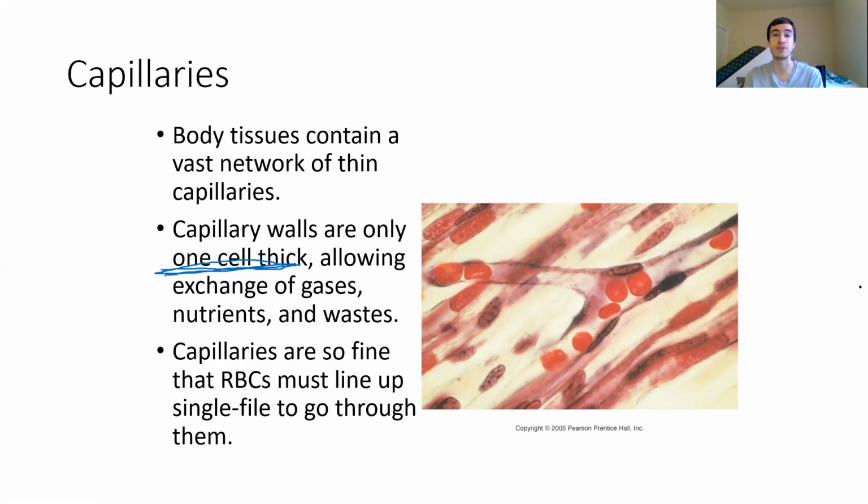So as they travel through these capillaries, these blood cells are dropping off nutrients and oxygen that the cells need, and picking up carbon dioxide and other wastes that the cells want to get rid of. By having them go one at a time, they can travel slowly enough to make sure that all of the oxygen and nutrients that need to get dropped off are delivered to where they need to go.